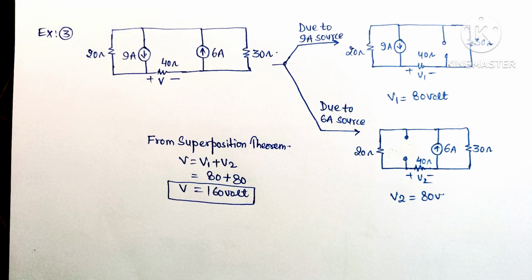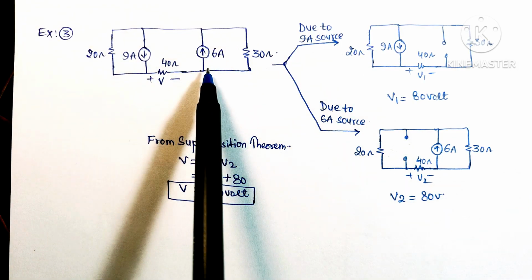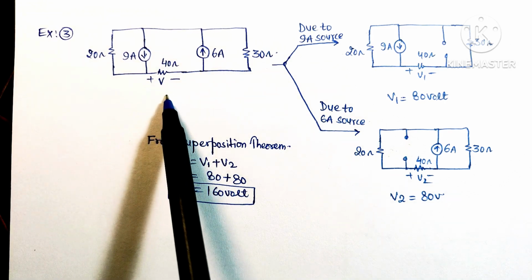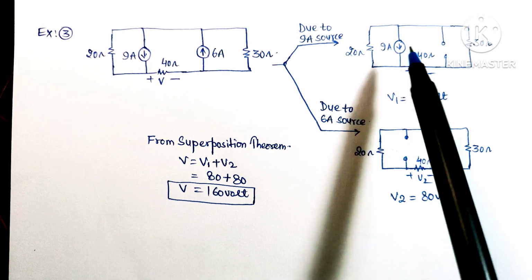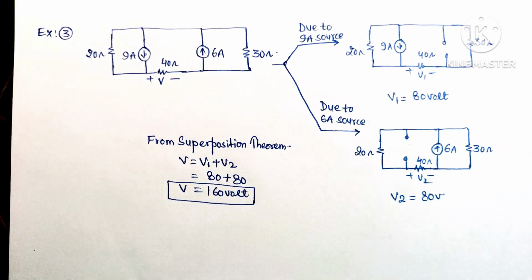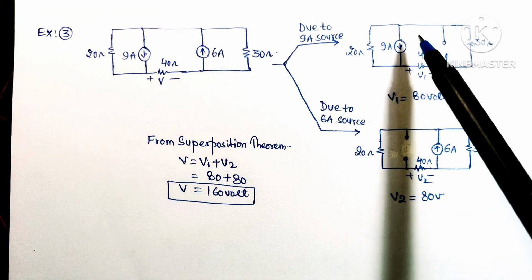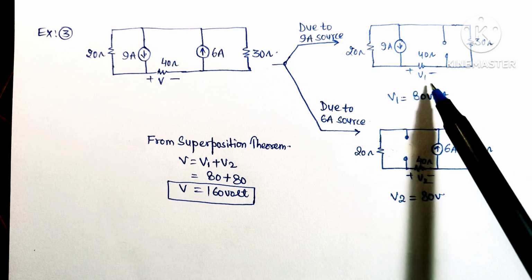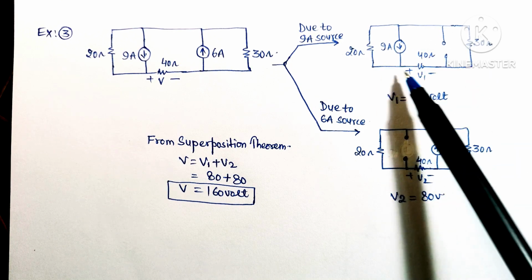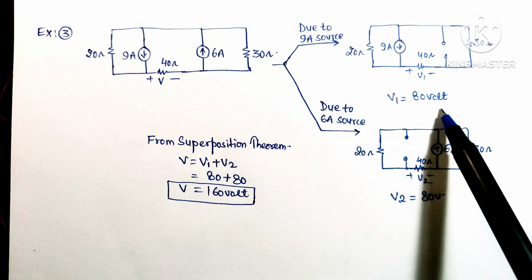Now let us see that in this example, two current sources are given and voltage V has been asked in this question. So first of all, we will assume that this 9 ampere source is connected in the circuit and this 6 ampere source is open circuited here. By considering the 9 ampere current source independently, we can find the value V1 across the 40 ohm resistance. If we calculate the value of V1 by using circuit analysis, then V1 will be equal to 80 volt.